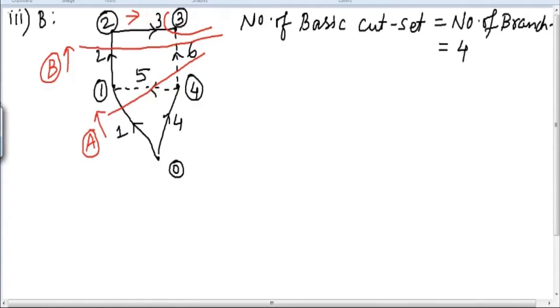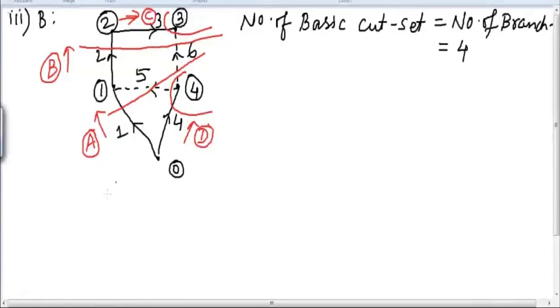And the direction will be in this way. So this is C. And when you cut 4 in this way, give the name accordingly, D. So these are your 4 basic cut sets. And now write all the entries of this basic cut set.